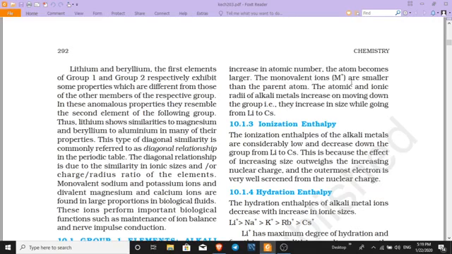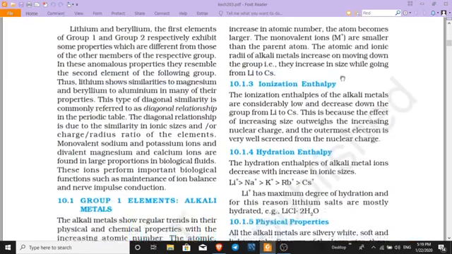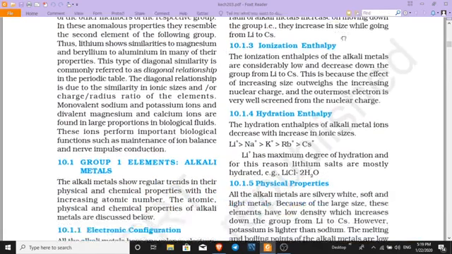The monovalent ions M+ are smaller than the parent atom. The atomic and ionic radii of alkali metals increase on moving down the group. They increase in size while going from lithium to cesium.